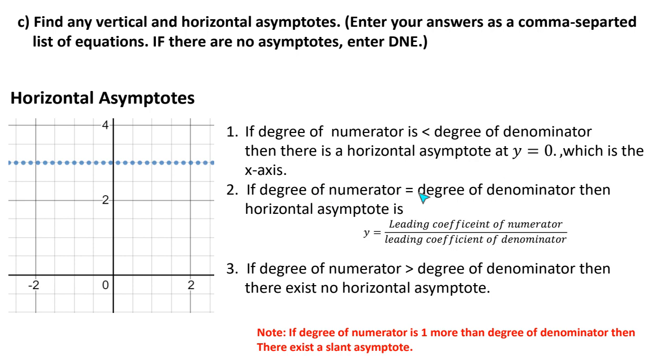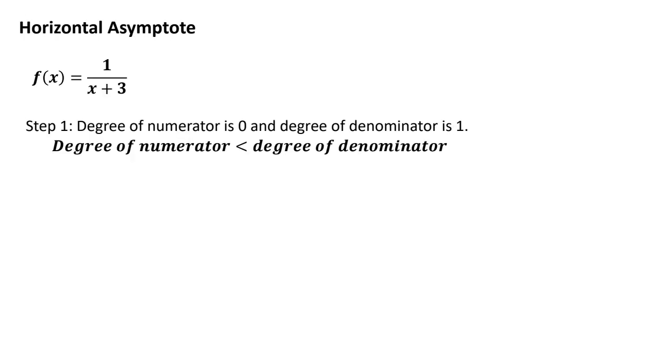But if the degrees are the same, then to find the horizontal asymptote, we're going to take the leading coefficient of the numerator divided by the leading coefficient of the denominator. And then the third situation is whenever the degree of the numerator is greater than the degree of the denominator, then there exists no horizontal asymptote. However, if the degree of the numerator is 1 more than the degree of the denominator, then there exists a slant asymptote. And so we'll be able to look at these examples here in a few minutes.